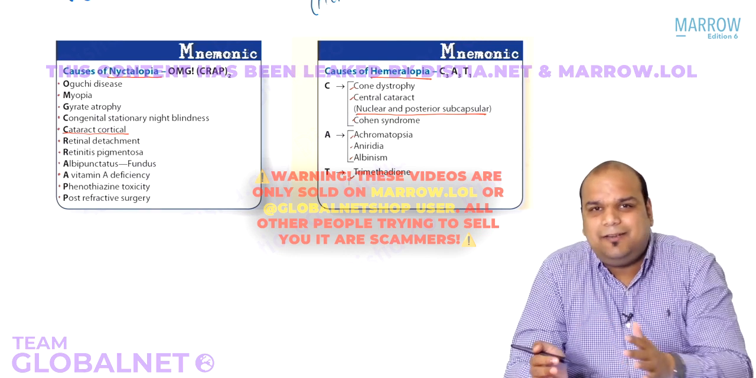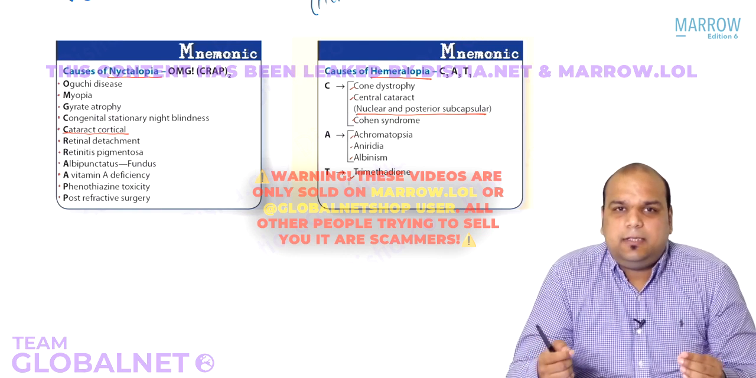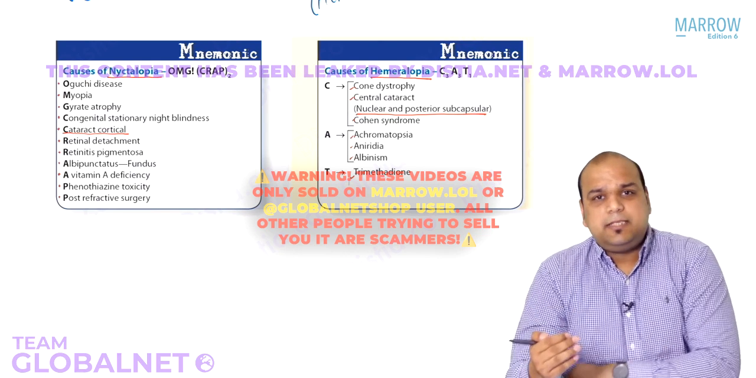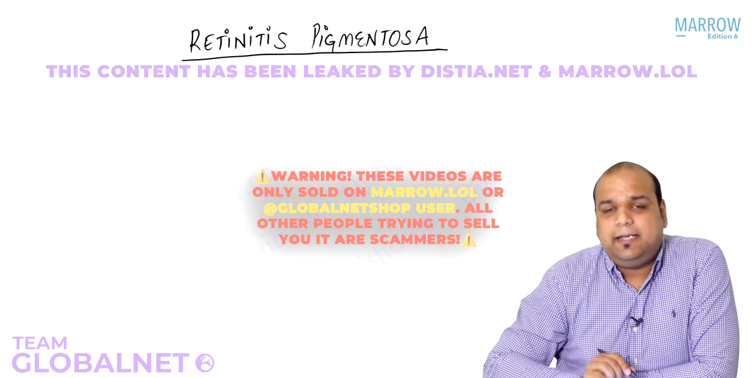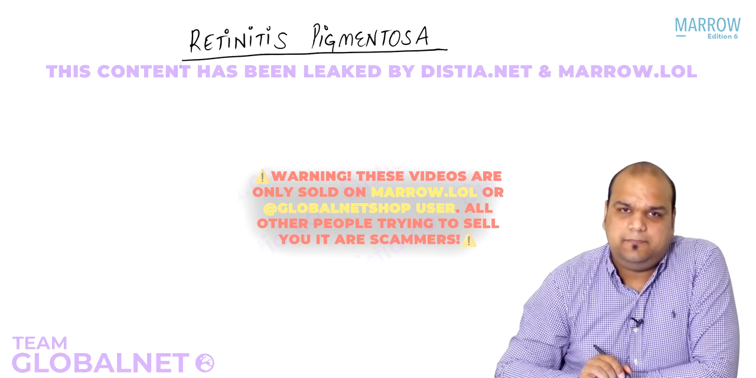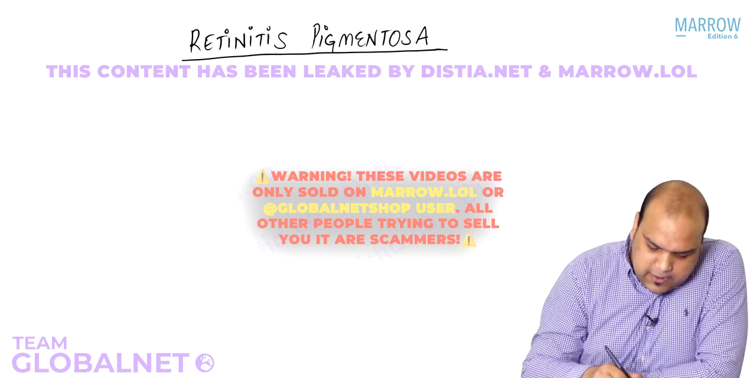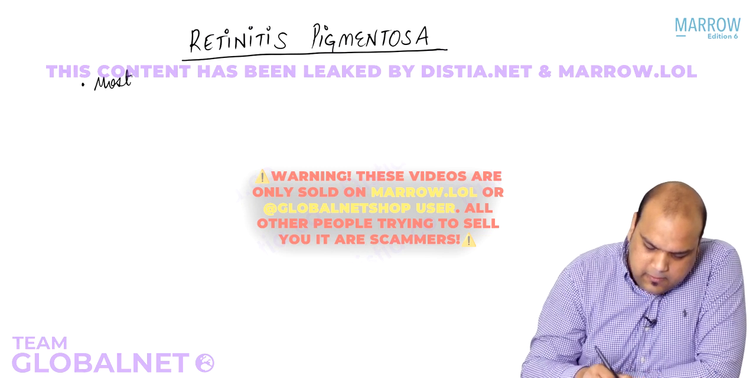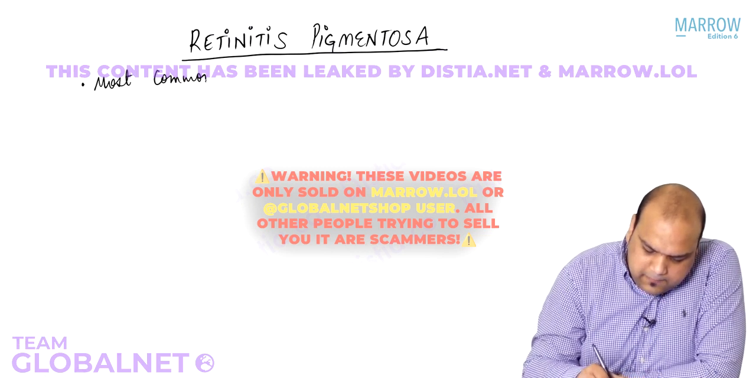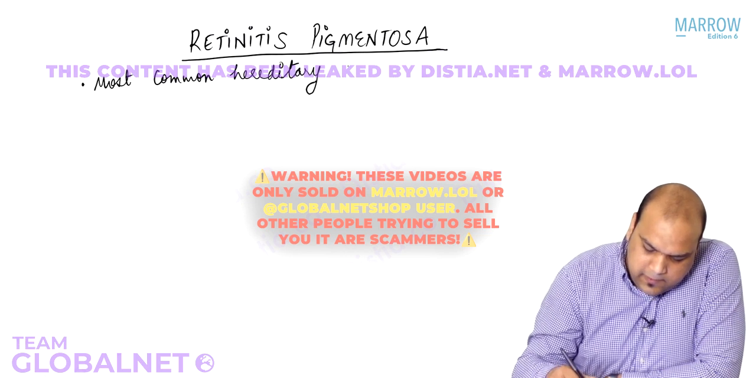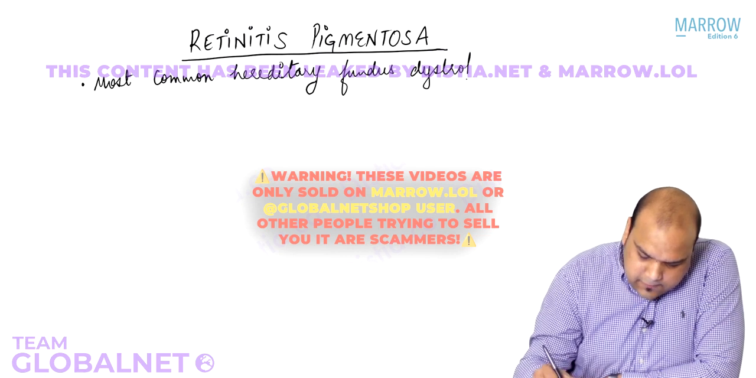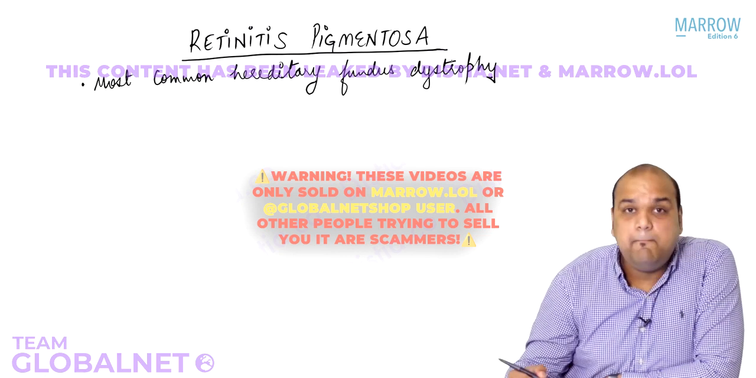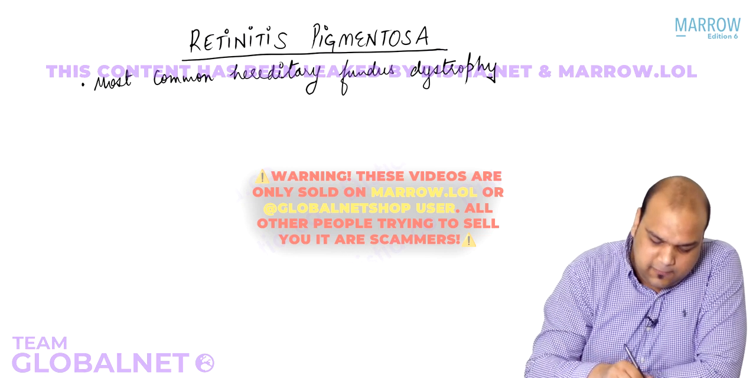Now, using this fundamental that we have studied about rod cells and cone cells, night blindness, day blindness, peripheral vision, central vision, we will discuss some of the disorders under fundus dystrophies. The first disorder we start with is the most important disorder in fundus dystrophies, that is retinitis pigmentosa. Retinitis pigmentosa is the most common hereditary fundus dystrophy.